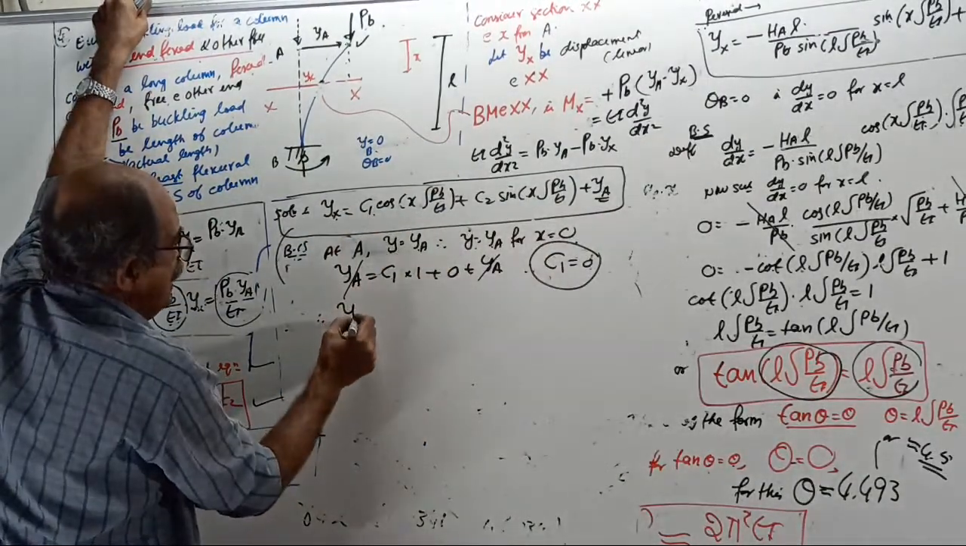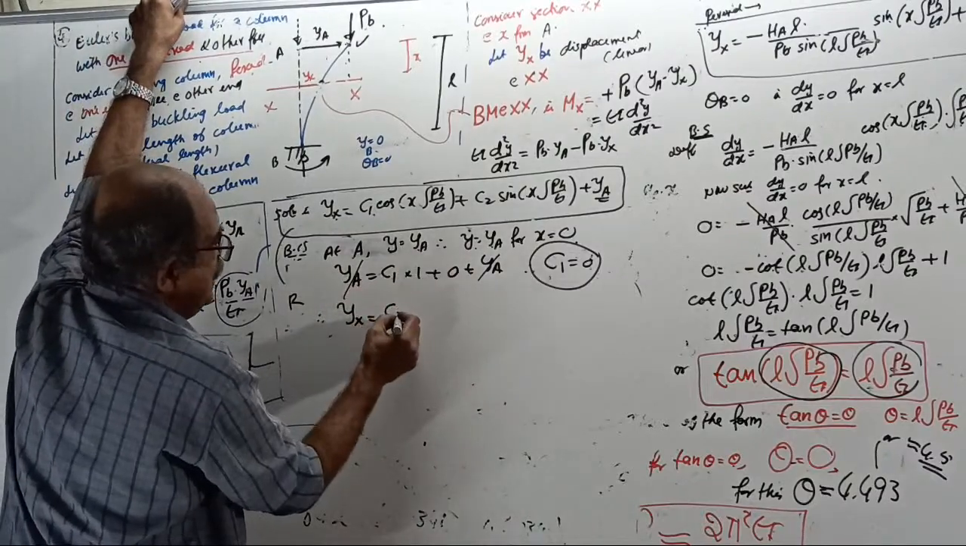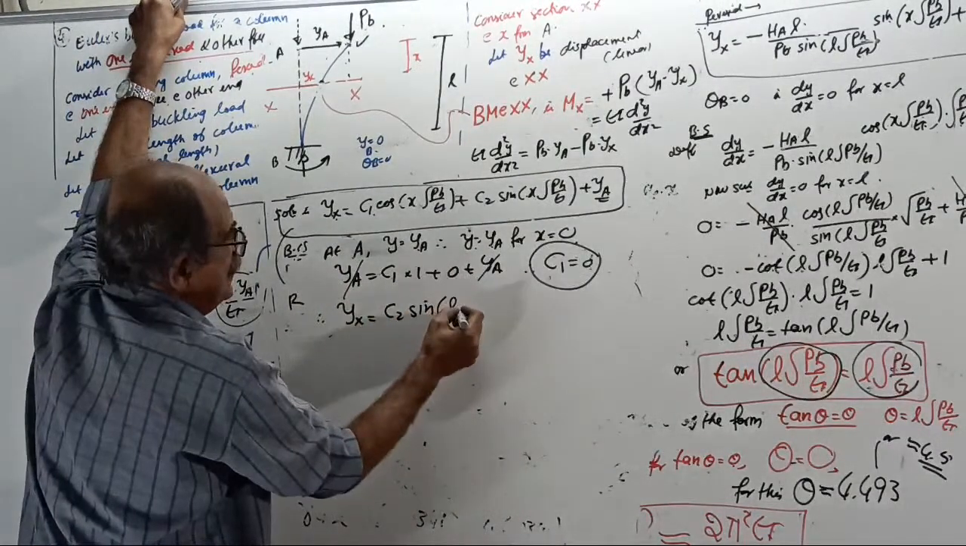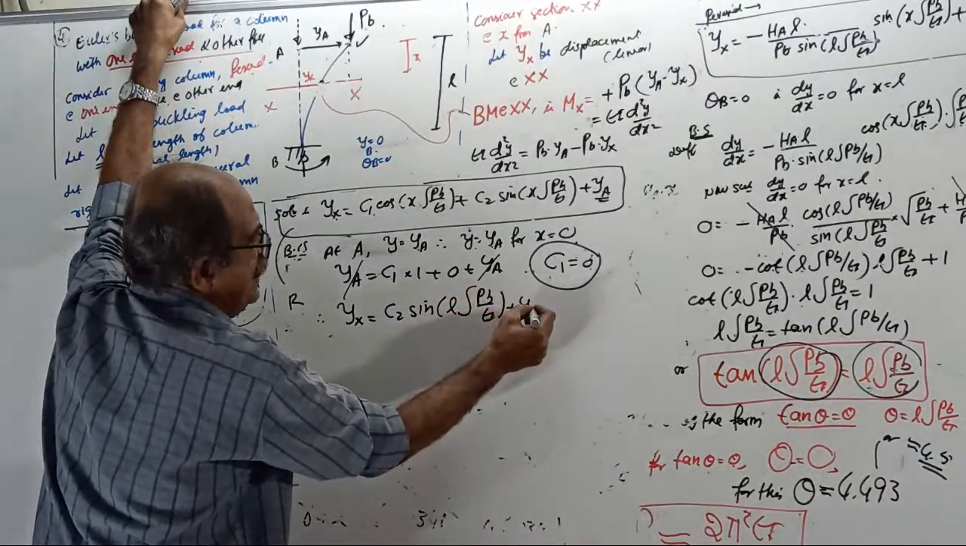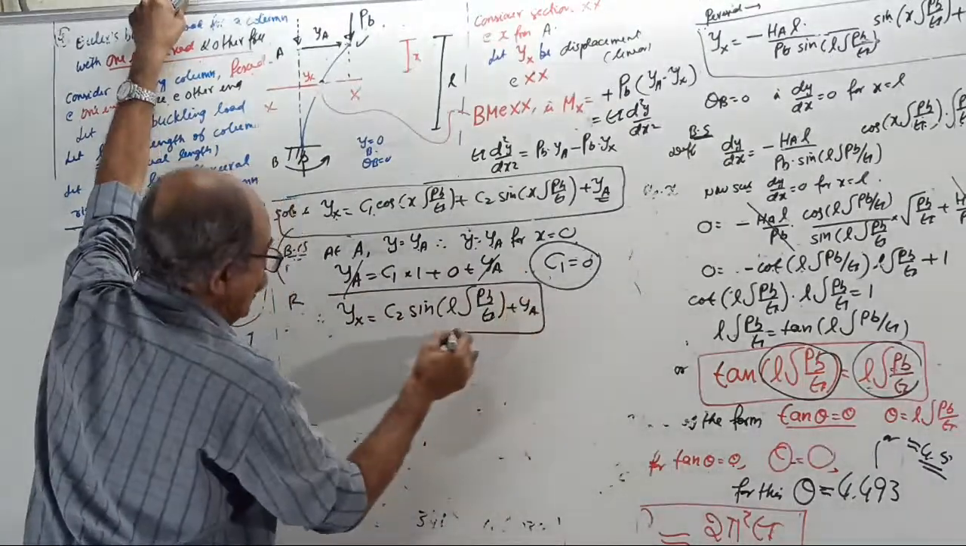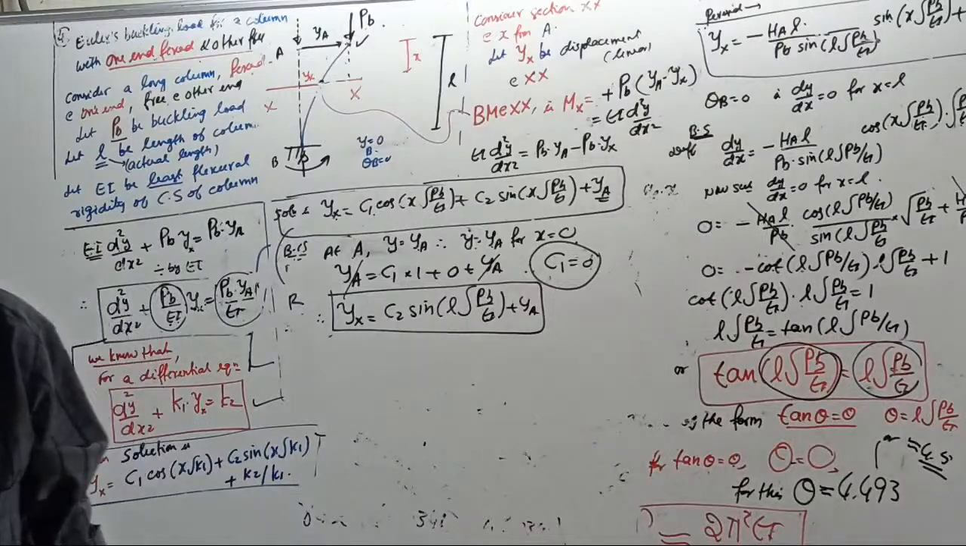Therefore, rewriting the equation, Yx is C2 sin(L√(PB/EI)) plus Ya. Yes or no? Correct or not? See, one small mistake means you will never get the answer.